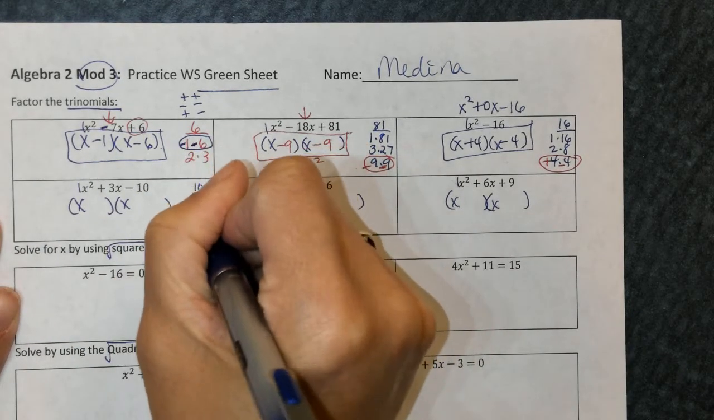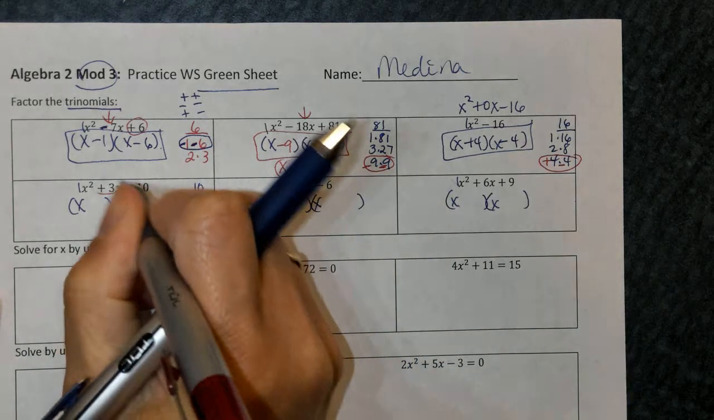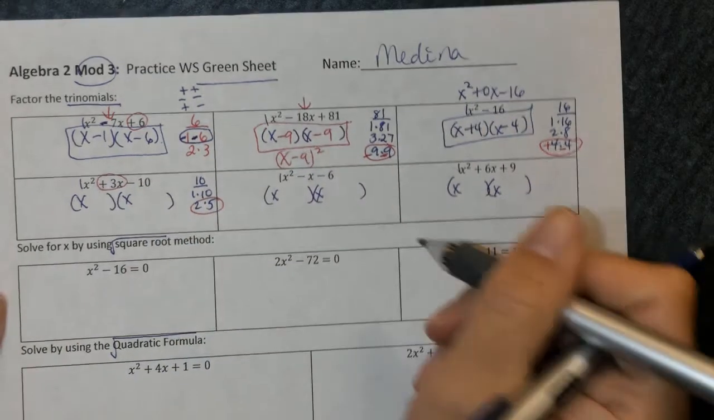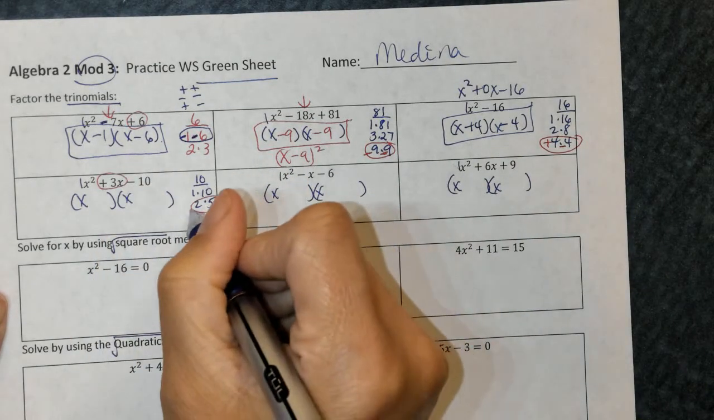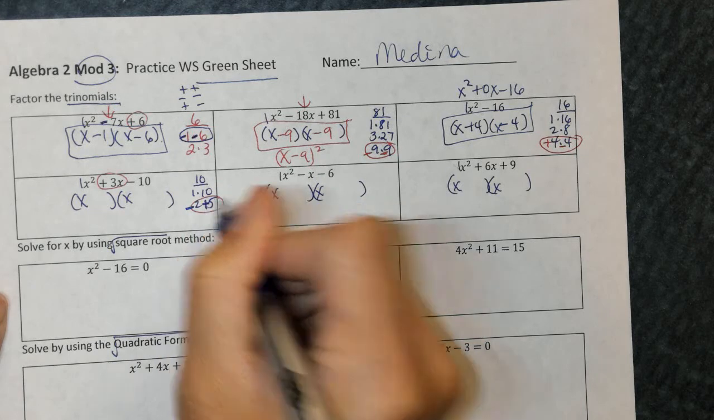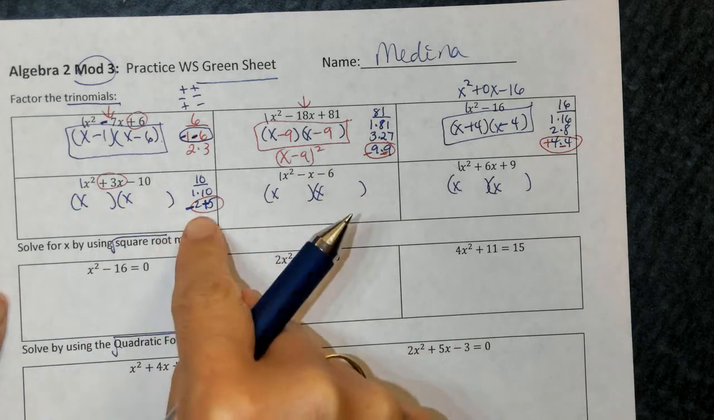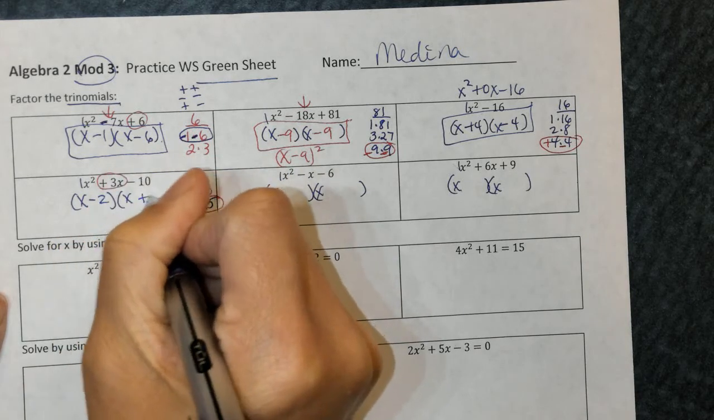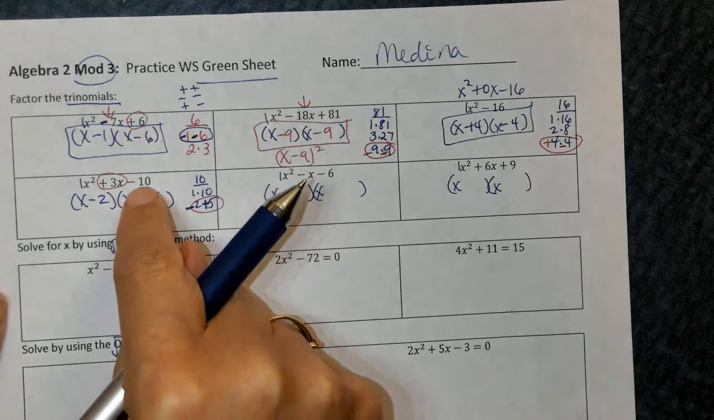Okay? Here we go. 10 is 1 times 10 and 2 times 5. Which one of these can you add or subtract to get the positive 3? Well, 2 and 5. Positive 3, so it has to be a negative 2 and a positive 5, because if you do it the other way around, it'll give you negative 3. I want positive 3, so minus 2 and a plus 5. If you add them, you get a positive 3. If you multiply negative 2 times positive 5, it gives you negative 10.